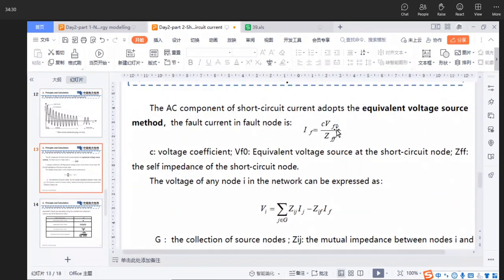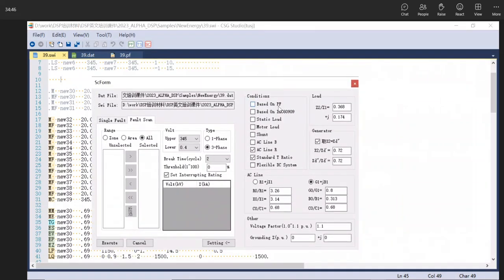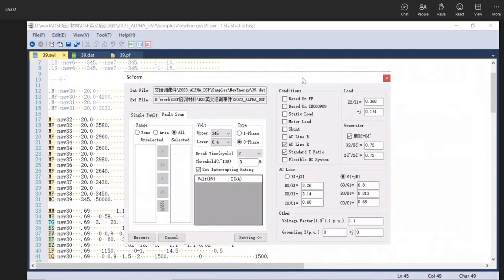The current is calculated by these equations. VF0 means the rated voltage level of this node. But if we check this, it means the voltage is calculated by power flow calculation. That means we have to click the power flow calculation button, and then it will calculate the voltage of every node, and the CSC function will read the voltage first, then calculate.